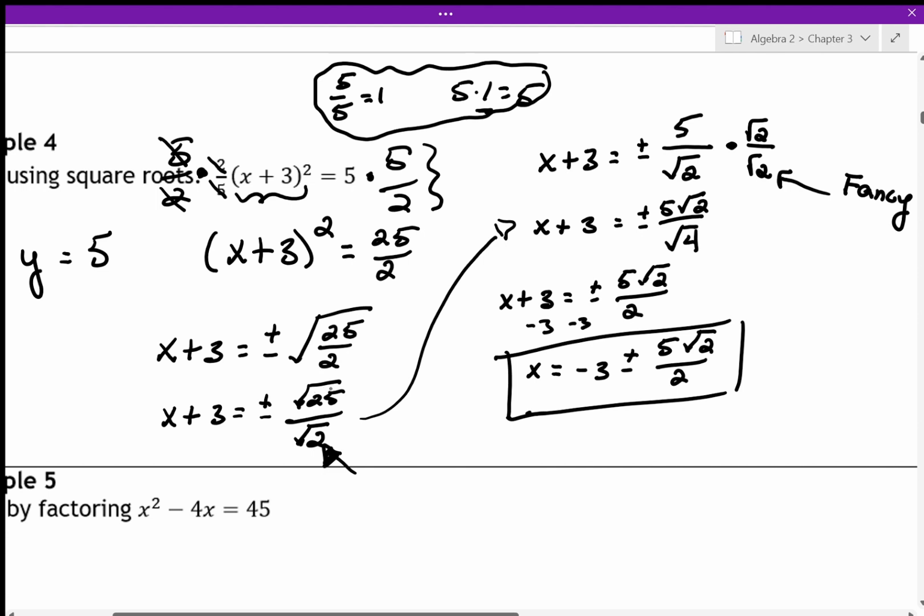25 had a perfect square of 5 in it, right? You could say that this is the square root of 5 squared. The square root of 5 squared is 5, which is what we wrote over there. 2 is a prime number, so that rule of breaking it apart doesn't apply to the 2.